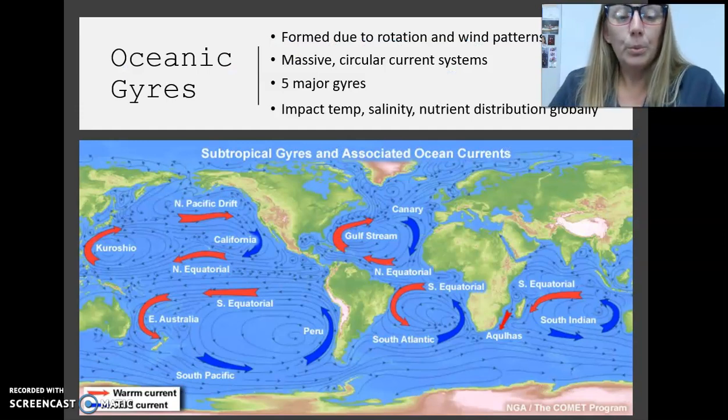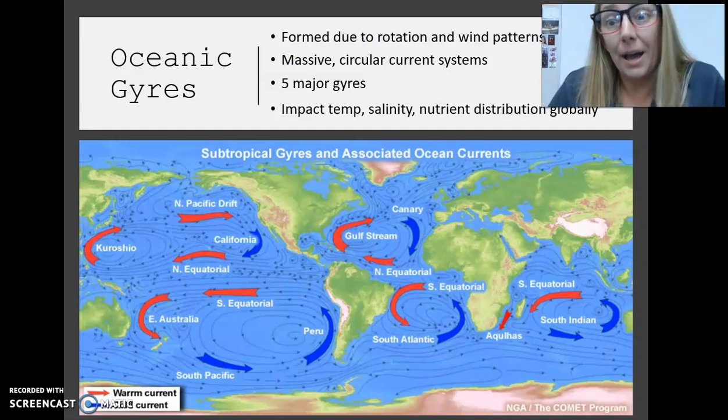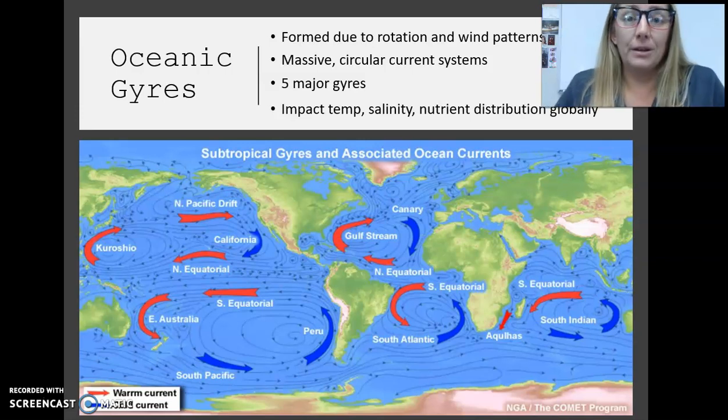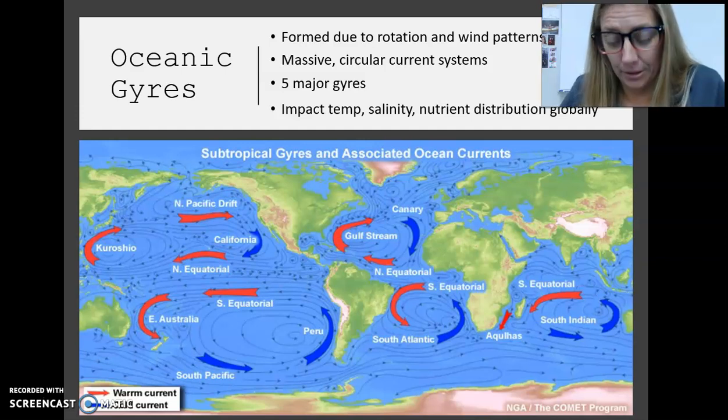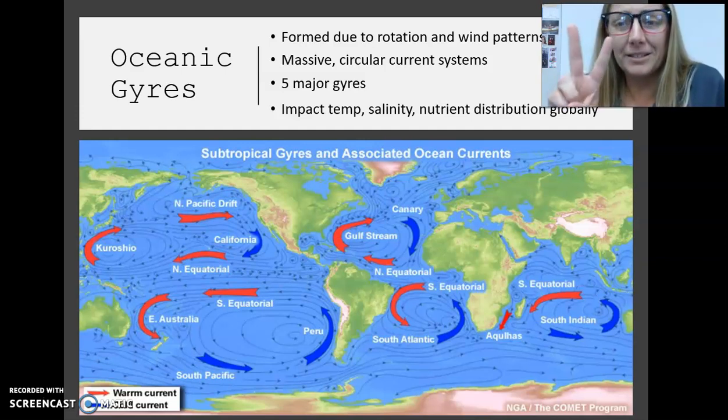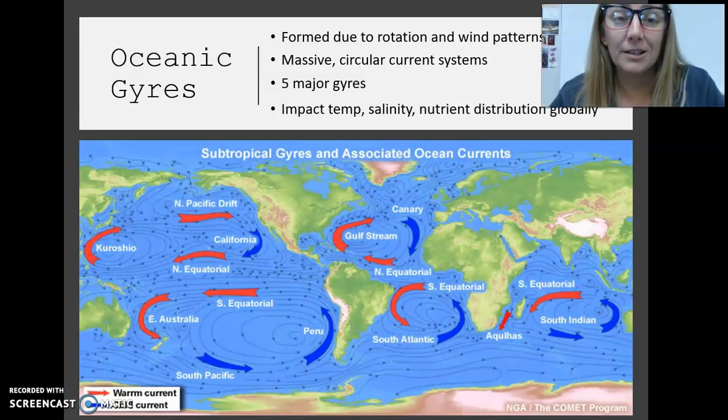So, wind and the atmosphere is not the only thing that impacts climate. The ocean can have an impact on climate as well. And wind affects currents in the ocean. There's 2 main types of currents in the ocean: surface currents and deep water currents. So what we're going to talk about here are surface currents.